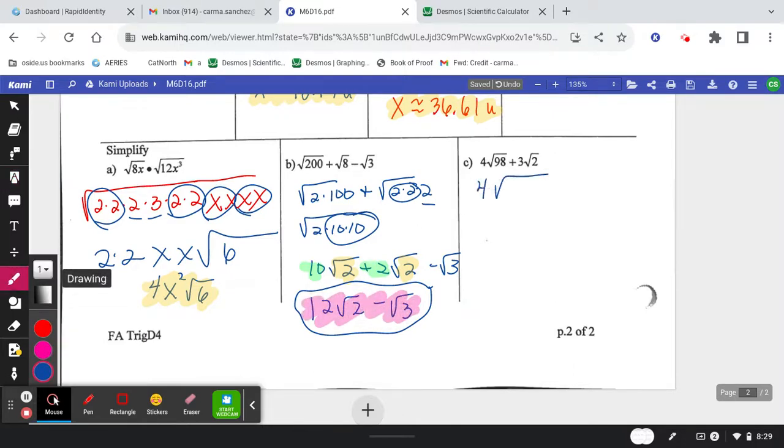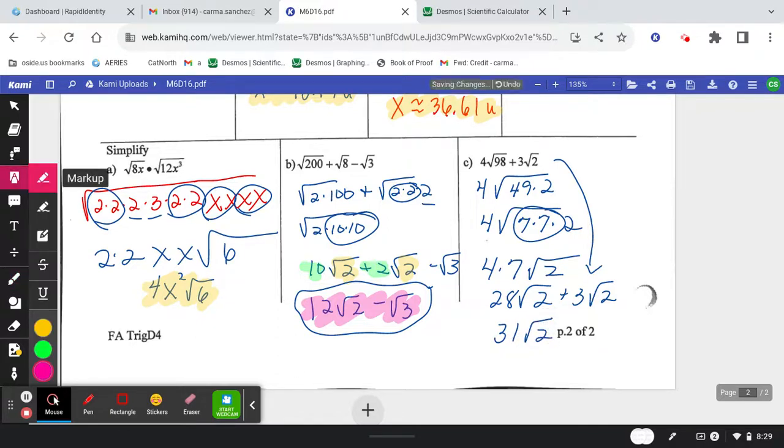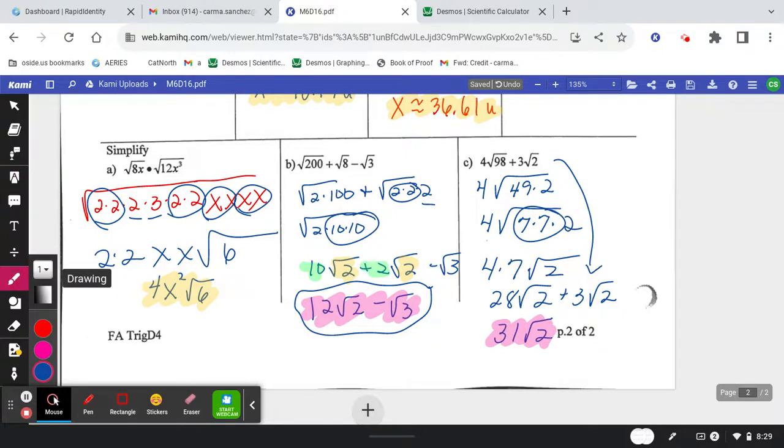All right, root 98 is 49 times 2, or 7 times 7 times 2. So a 7 comes out, root 2 left underneath. So that 7 comes out and it multiplies with the 4 that's already there. So all these steps give me a 28 root 2. Bring this guy all the way down. What is 28 plus 3? Final answer, 31 root 2. Do you see how those are like terms? The root 2's can be added together. All right, how'd you do on this? Hopefully you finish it in class and you have no at-home homework. Good job.